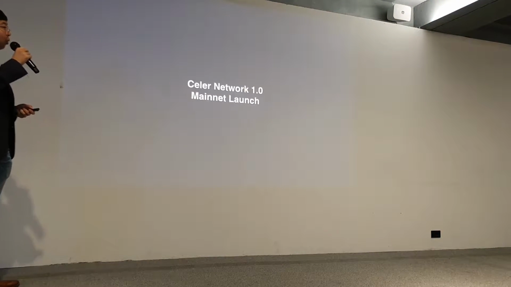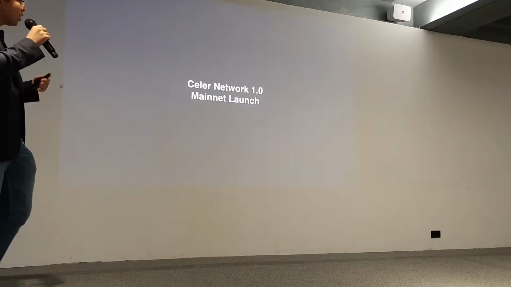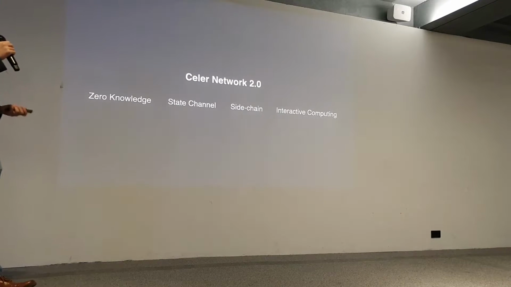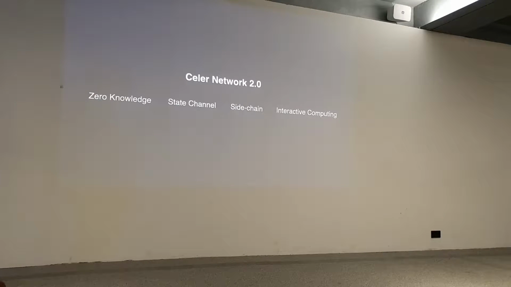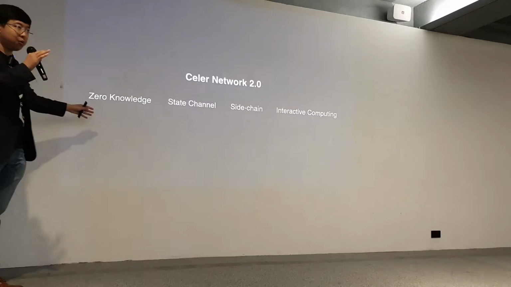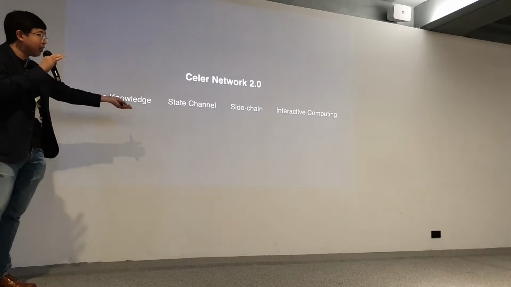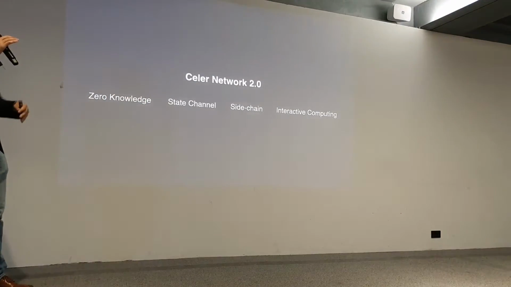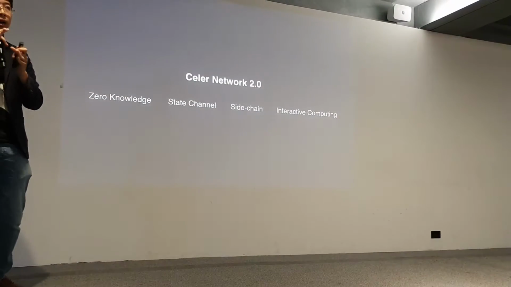Okay, so what's next? Let me just briefly talk about what's next for us. First thing, we're going to launch on mainnet very soon. Another thing is that when we look at all these layer 2 scaling technologies, we look at zero knowledge proof, you can use that as a kind of scaling architecture. We look at the state channel. We look at all sorts of side chains, including Plasma, and then interactive computing. All of them are just technology pieces.